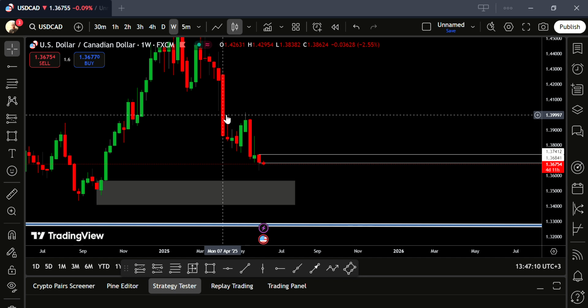Go and mark the previous week's closing and opening price, the previous candle. Let's say I'm using the weekly time frame, so I'm using the previous candle's opening, and I mark the closing and opening price of that candle. Good.